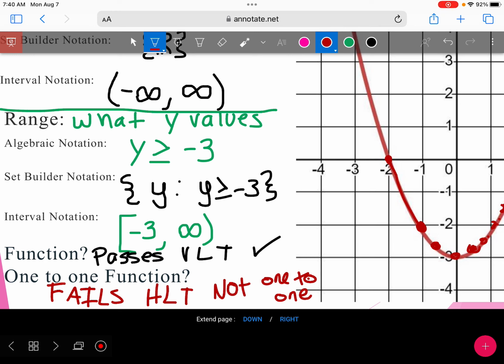Yes, sir. Do we have to put passes or fails? Can we just put yes or no? I am totally fine with yes or no as long as you know why. If I ask you a why question, you can just put passes HLT, passes VLT. But yeah, it's your notes to write whatever the heck you want.